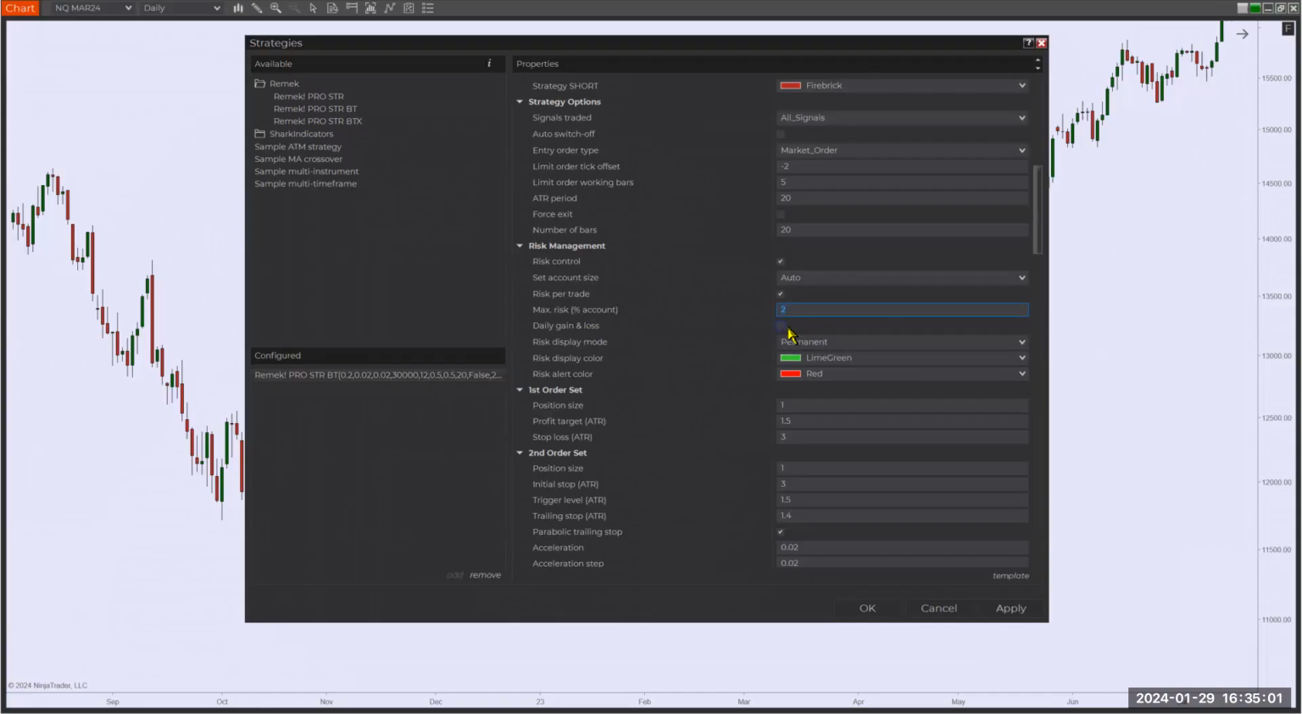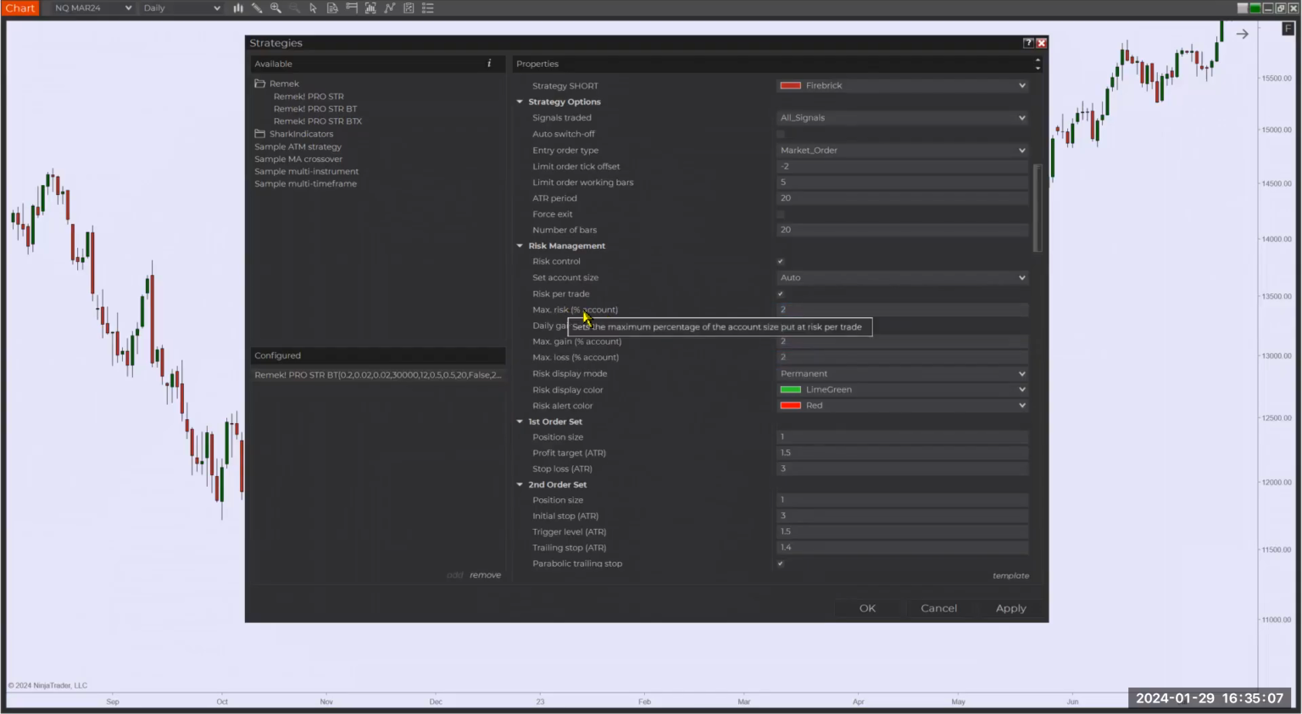All right. Now, the traditional setting is also here. So at the same time, while you're setting this percentage value, you can also set a maximum gain and maximum loss as a percentage of the account.